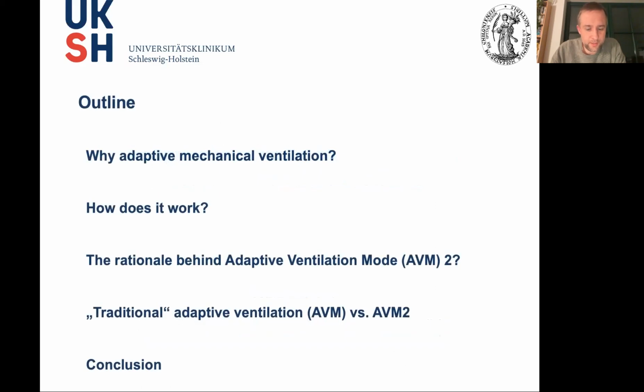So this is the outline. This is what I'm going to talk about. First of all, I want to explain a little bit about the rationale behind adaptive mechanical ventilation and why it could be useful for us, or more specifically for our patients in everyday clinical work. Then I want to talk about how it works. How do the most common adaptive mechanical ventilation controllers work? How do they adjust ventilator settings?